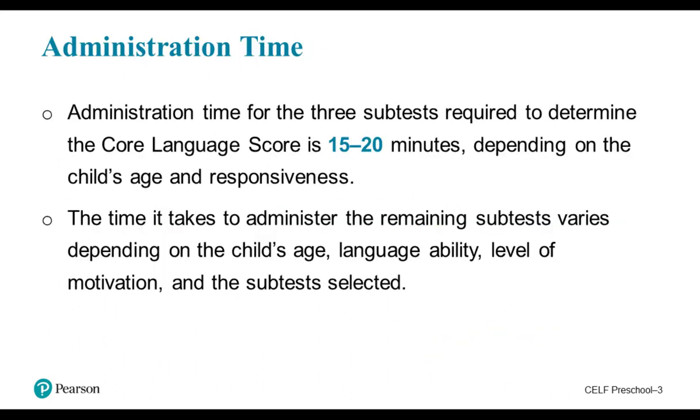In terms of the administration time, if you're using just the 3 subtests that will yield your core language score, sentence comprehension, word structure, and expressive vocabulary, should take you between 15 and 20 minutes to administer. Again, the time it actually takes depends on a number of factors, including the child's age, responsiveness, and then you will select the subtests that you need to answer specific questions, and the administration time again will depend on the child's factors, also examiner characteristics, the child's language ability, level of motivation, and the subtest that you select.